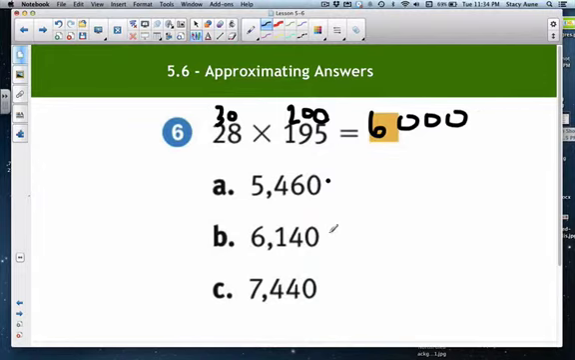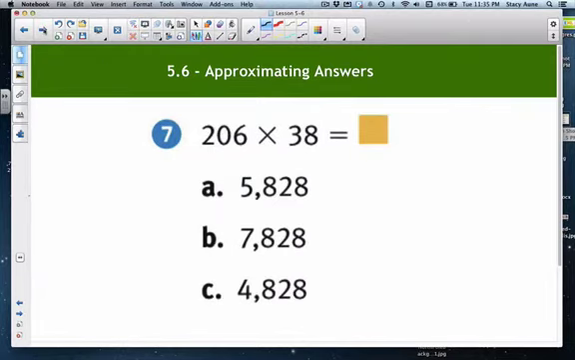Now, look at my answers. This one's a little bit tricky. 5,460, 6,140, 7,440. These are pretty close together. How many of you are going to say B? B is pretty close to 6,000, right? But I want you to look at something. We rounded 28 up to 30. We rounded 195 up to 200. So I know that my answer is actually going to be less than 6,000. The only answer that's less than 6,000 is 540. Again, asking ourselves that question, does it make sense?